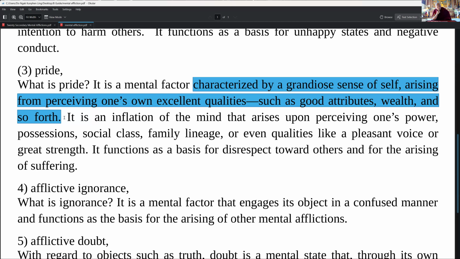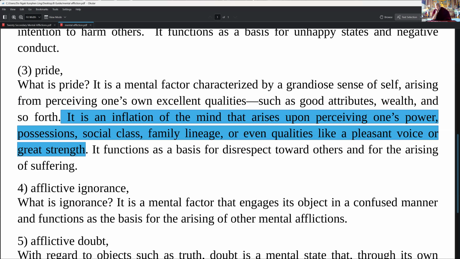So it says it is an inflation, right, of the mind that arises upon perceiving one's power, possessions, social class, family lineage, or even qualities like pleasant appearance, wisdom, or great strength.